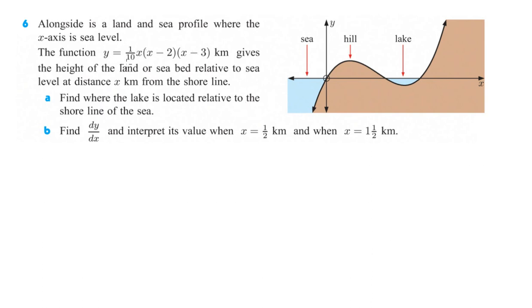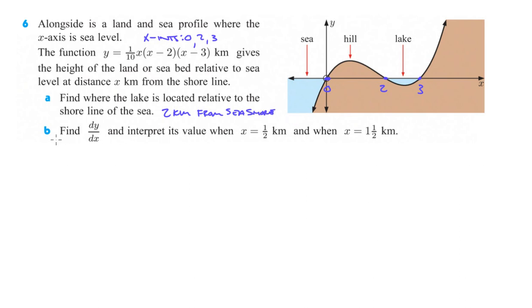So here, this thing can help us out a lot, because here's our slope, but we know we have x-intercepts at 0, positive 2, and positive 3, right? So here's an x-intercept at 0, here's one at 2, here's the other one at 3. Those are all of our 3 x-intercepts. And it's saying find where the lake is located relative to the shoreline of the sea. It is 2, what is it, kilometers? So it's 2 kilometers from the seashore, right?